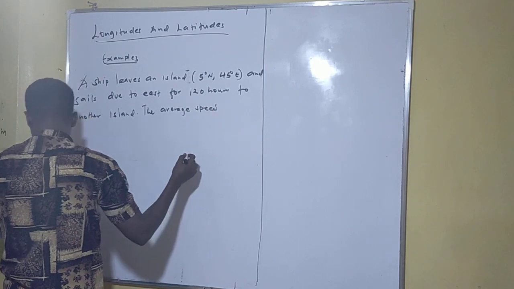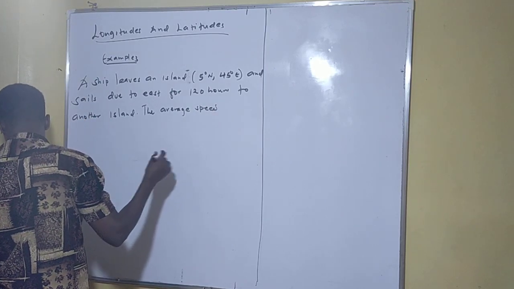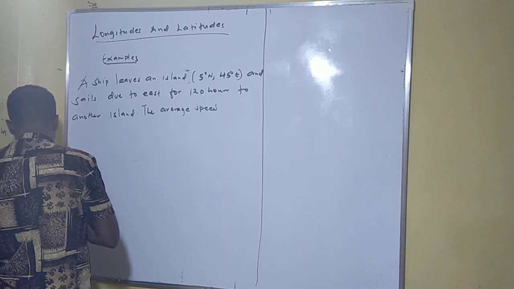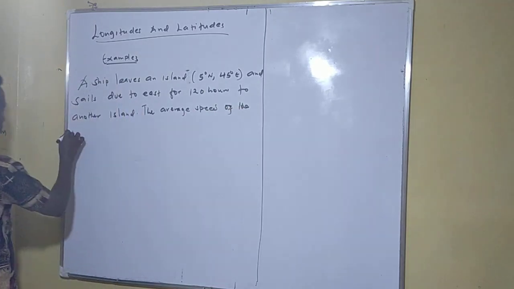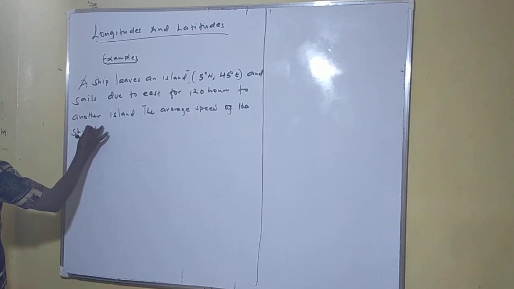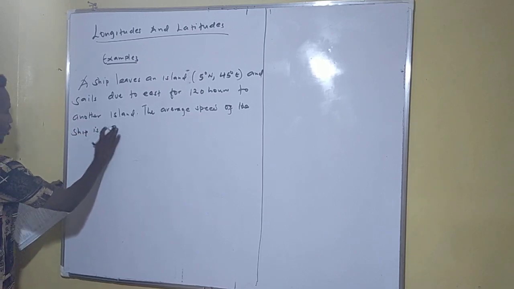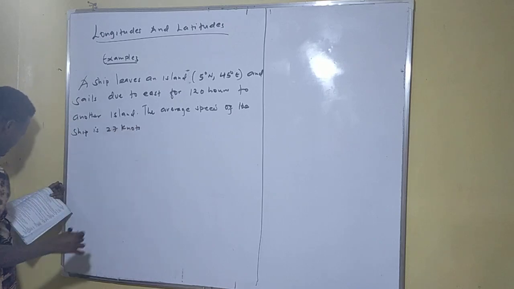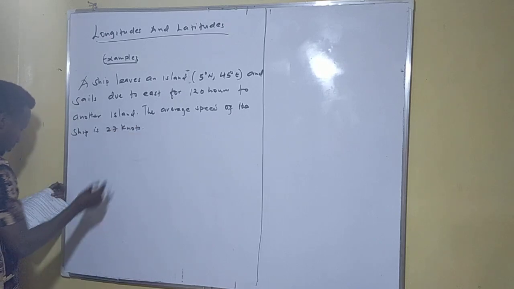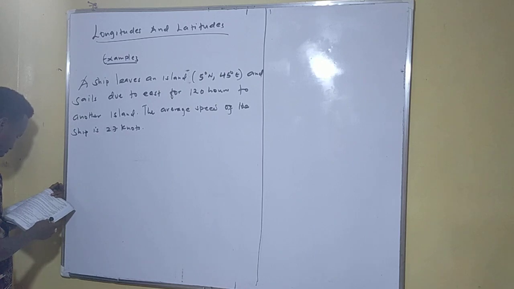You are told the average speed of the ship is 27 knots. Okay, 27 knots.